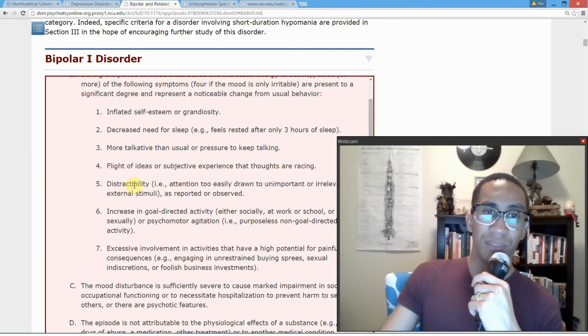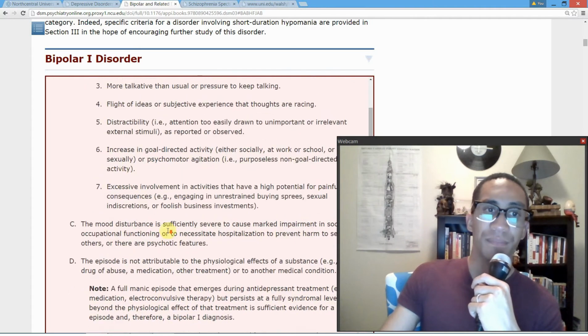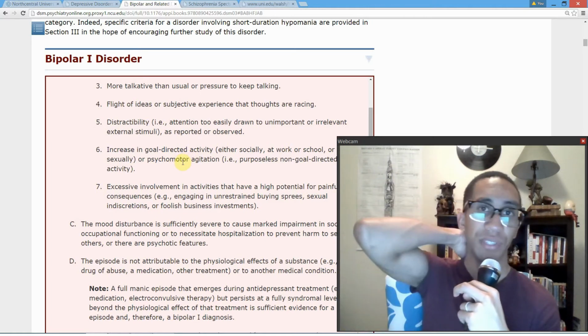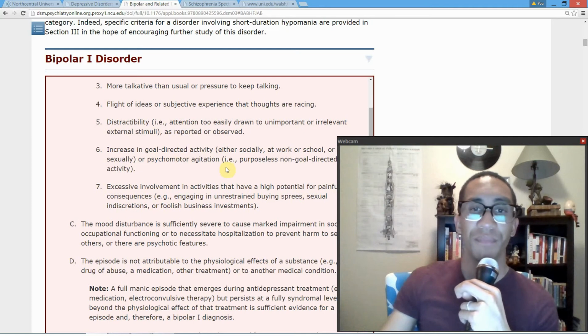I wouldn't say really distractibility. Increased goal-directed activity: I read that she was involved in the intelligentsia of the day and in her area, so I could probably imagine that she would be involved in a lot of goal-related activities and social engagements and different writings. Sharing of ideas and the such. So I think that she would probably fall into that one.